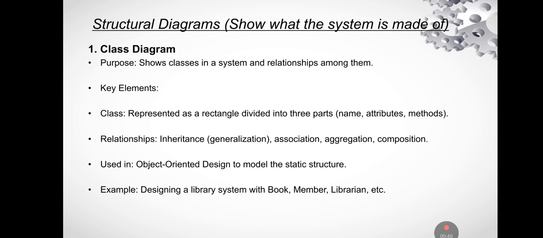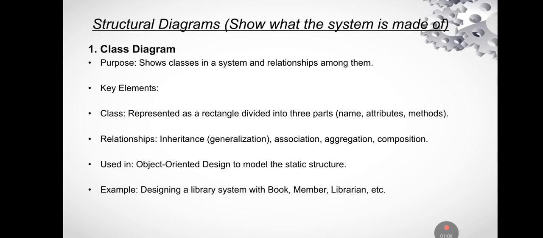First, let's discuss the structural diagrams. These show what the system is made of. The class diagram shows the classes in a system and the relationships among them. A class is represented as a rectangle divided into three parts: name, attributes, and methods. The relationships are inheritance, association, aggregation, and composition.